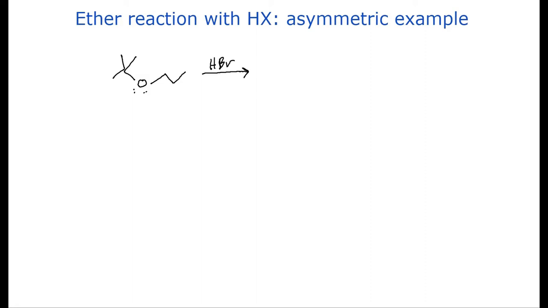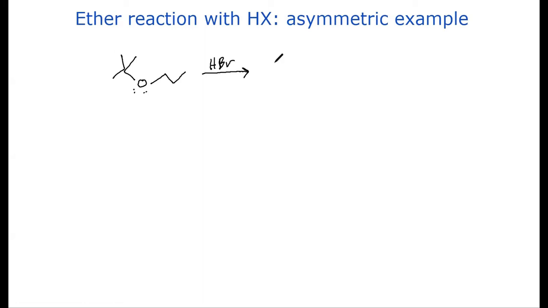Let's take a look at an example of an asymmetric ether, an ether that has two different groups. In this case, propyl tert-butyl ether reacting with hydrobromic acid. See if you can draw first the product of the reaction and then try the mechanism.